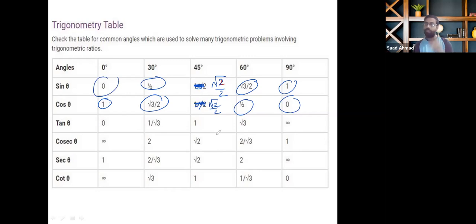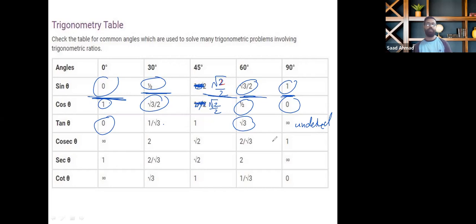And for the tan, we divide them. For the tan, we divide these two with each other. 1 divided by 0 is 0. Then 1/2 divided by square root 3 over 2, so it will be 1 over square root 3. Square root 2 over 2 divided by square root 2 over 2 is 1. Square root 3 over 2 divided by 1/2 is square root 3. And then when we divide something by 0, it's infinity or undefined.